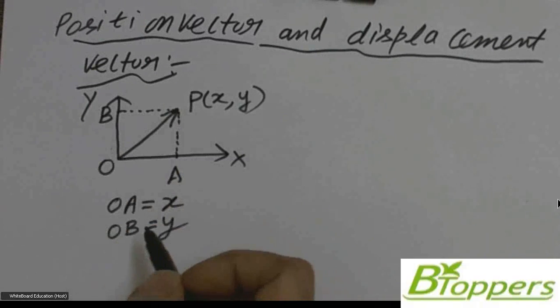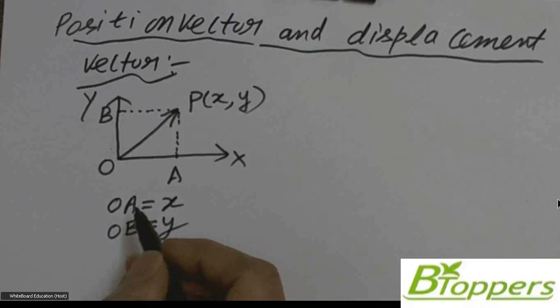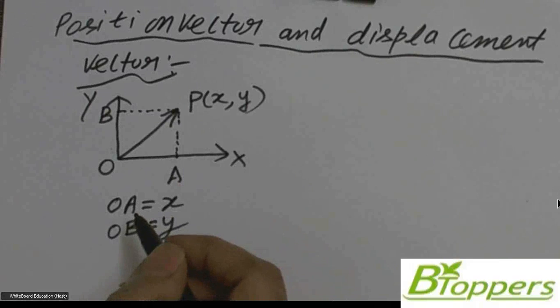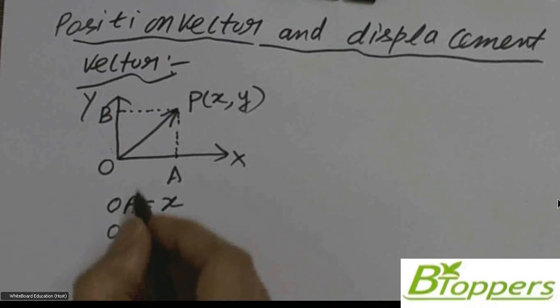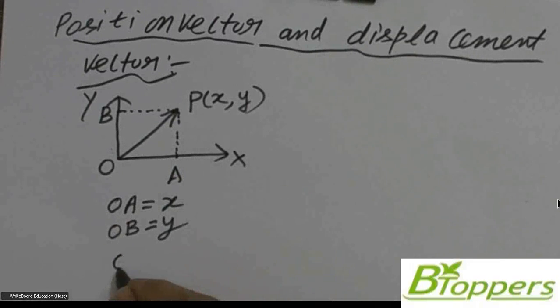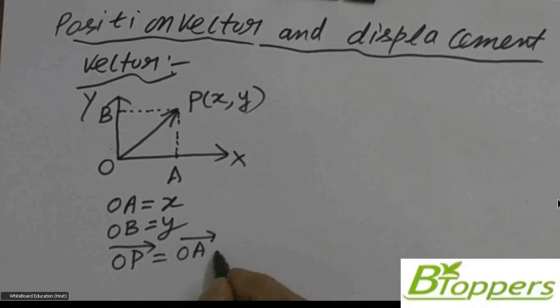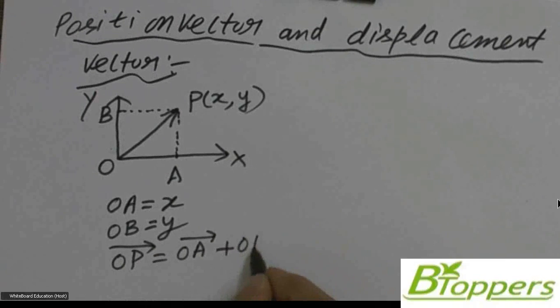So OAPB is a rectangle, and every rectangle is also a parallelogram. So from the parallelogram law of vector addition, we can write vector OP bar equal to OA bar plus OB bar.